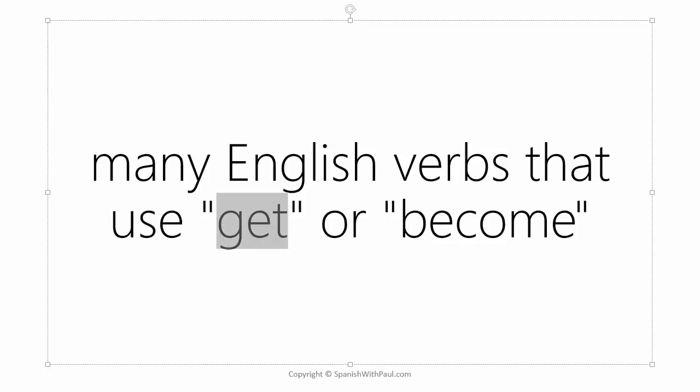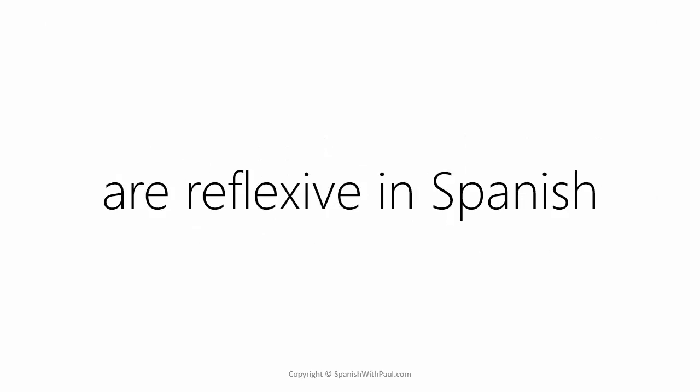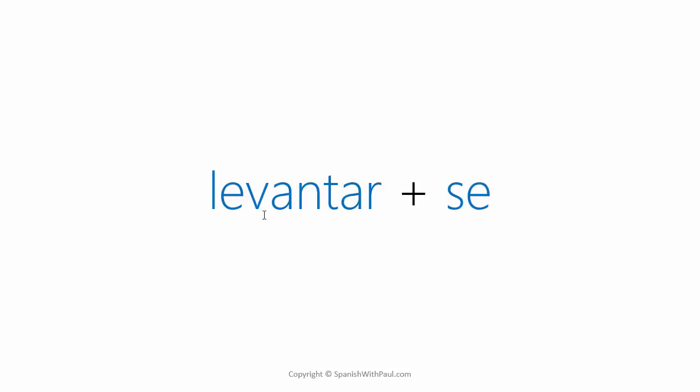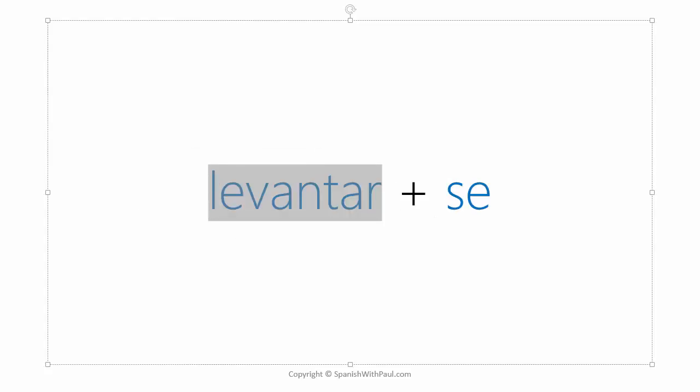Now, the nice thing that we're going to introduce in this video is that a lot of these verbs in English using get or become are actually reflexive in Spanish. Let's look at this example. The verb is to get up. In Spanish, what we have is levantar, which means to raise. It reminds you of the word levitate in English, levantar. And then they make it reflexive, to raise oneself.